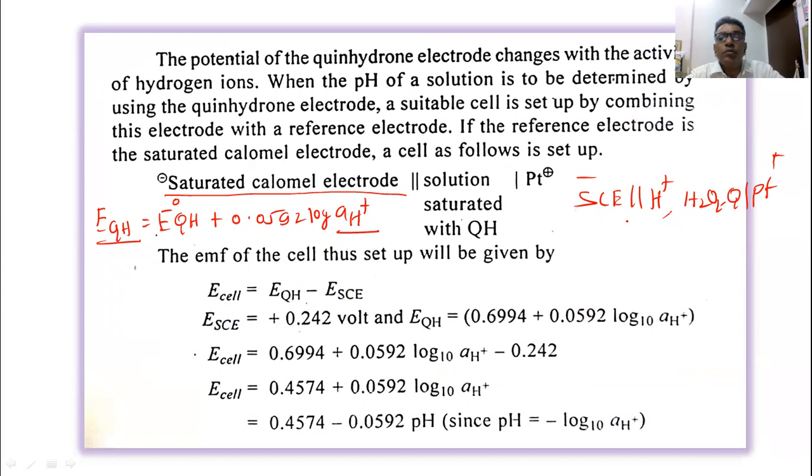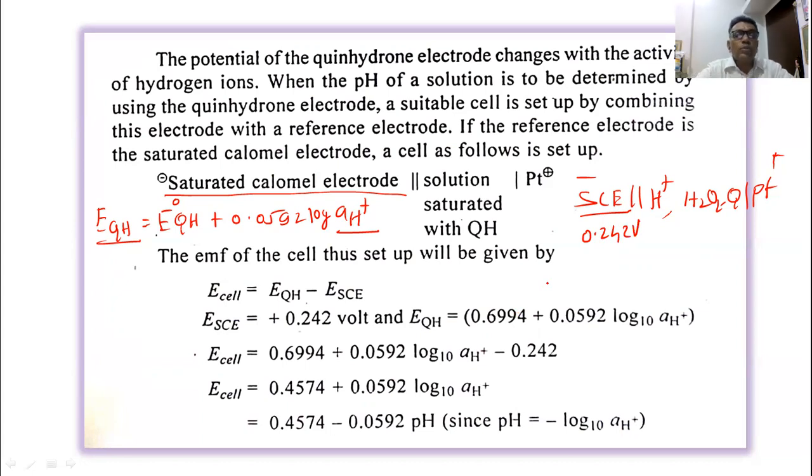Here the calomel electrode is a reference electrode, having a known potential. The potential of this electrode is known to us. That value is equal to 0.242 volt, because the calomel electrode is a reference electrode.